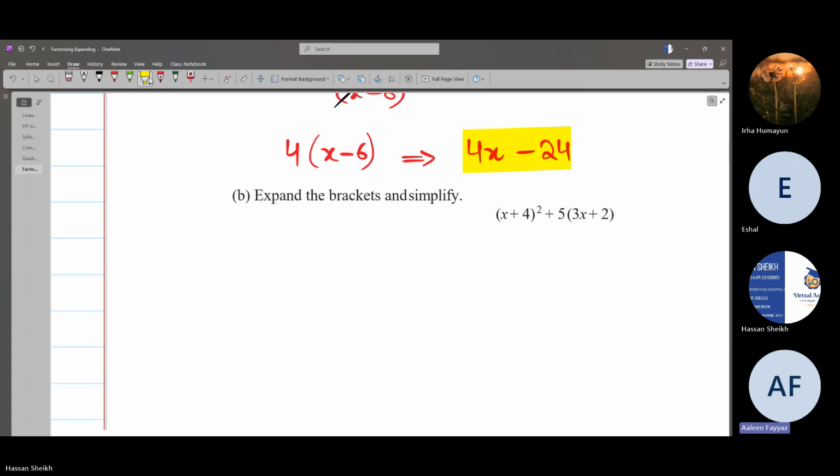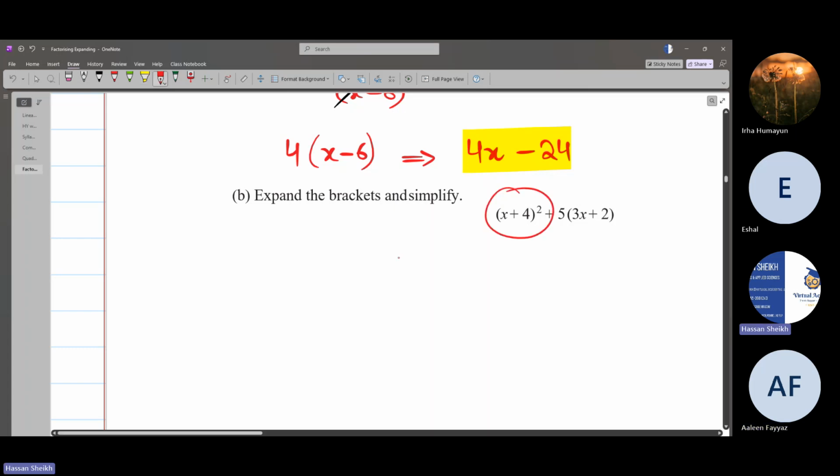Yes. Expand this one. This must need to be expanded. So x plus 4 whole square means a plus b whole square. And the formula is a square plus 2ab plus b square. Agree? Yes. Now let's expand this one using the same whole square formula.